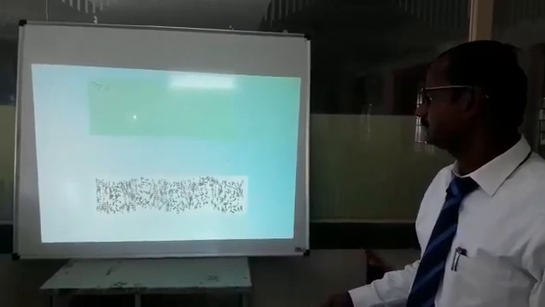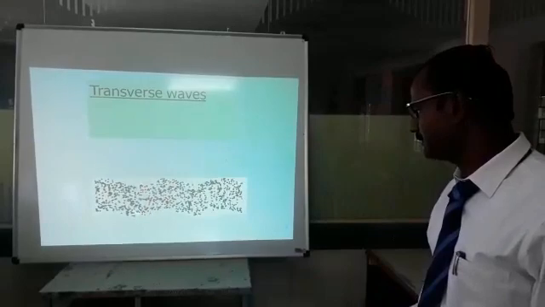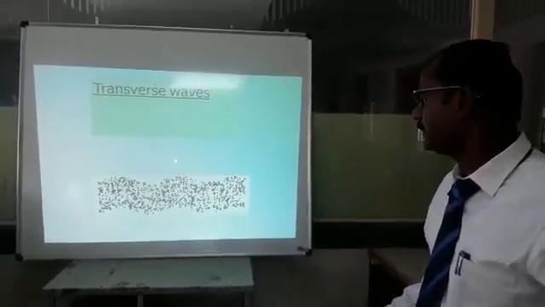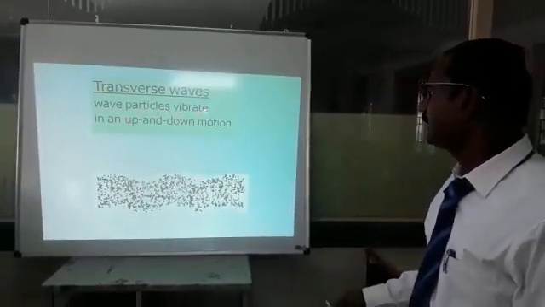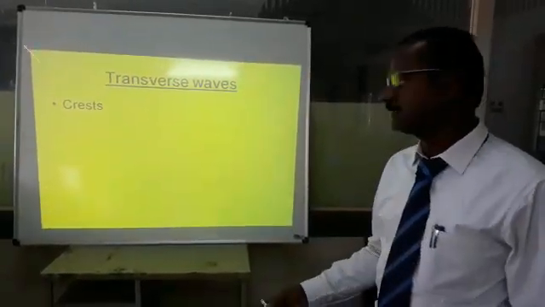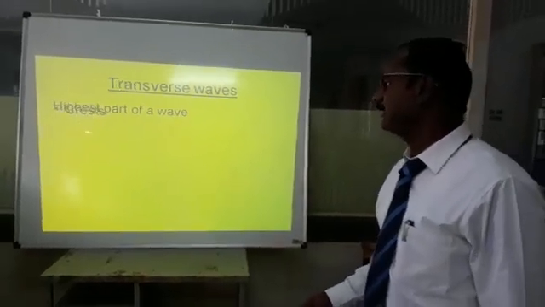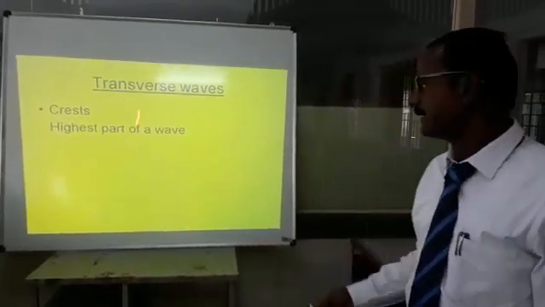Then transverse wave. What is meant by transverse wave? This picture shows the transverse wave format. Wave particles vibrate in up and down motion, which is known as transverse wave. First, crest. What is meant by crest? The topmost part is known as crest. The highest part of the wave is known as crest.